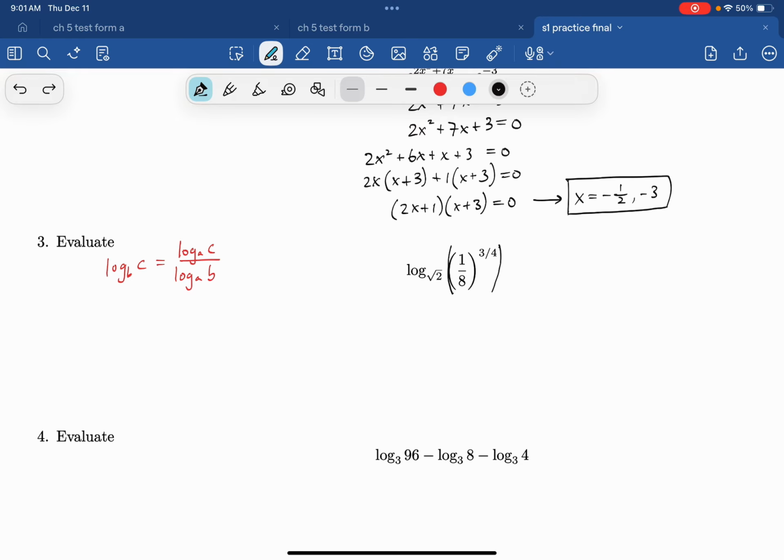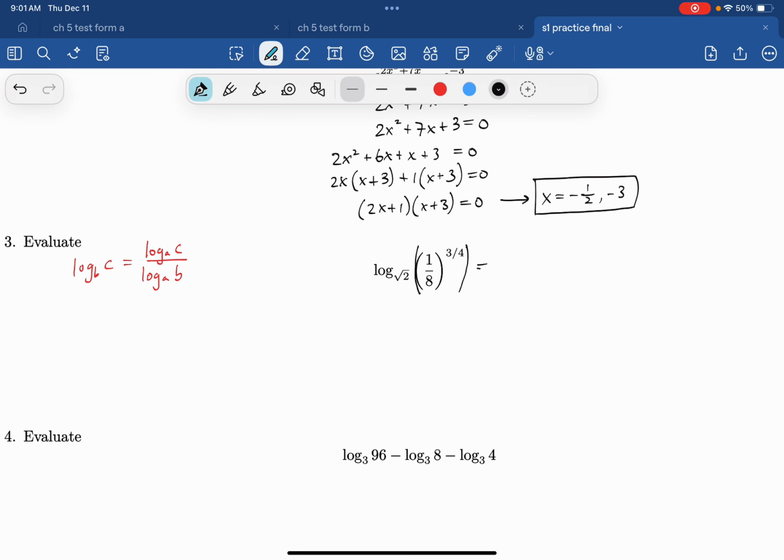So we're going to change to base 2, which means that this is equal to log base 2 of 1/8 to the 3/4 over log base 2 of root 2. Okay? So we might want to rewrite this a little bit so that they're powers of 2, actually. If you did that, you would find that the top is equal to 2 to the power of -9/4.